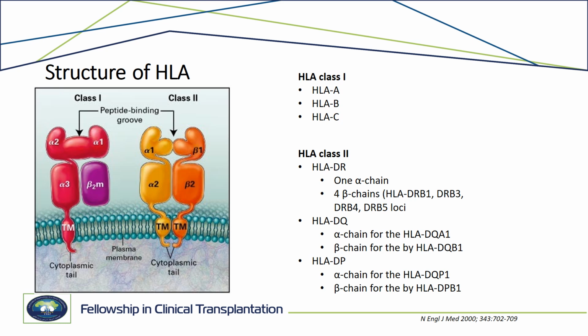and HLA-DP. As I mentioned before, HLA-DR is formed of only one alpha chain, so we don't do HLA typing for the alpha chain of the DR, but it's formed of four beta chains, HLA-DR beta 1, DR beta 3, DR beta 4, and DR beta 5, and I'm going into much more detail in the next slide. HLA-DQ and HLA-DP, both alpha and beta chains are polymorphic, so we do HLA typing for both the alpha chain and the beta chain.